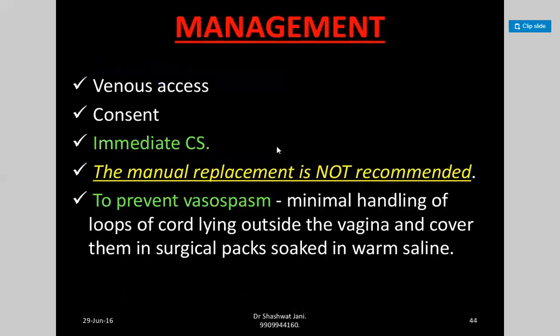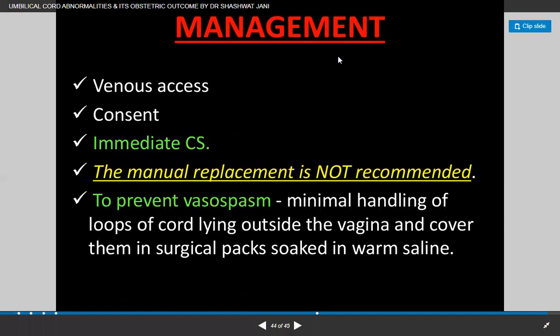And what is the management? Management: venous access, consent should be taken properly, and immediate cesarean section. Manual replacement is not recommended. To prevent vasospasm, minimal handling of the loops of cord lying outside the vagina, and cover them in a surgical pack soaked in warm saline. So by avoiding exposure to the air, we can prevent the vasospasm and ultimately prevent the asphyxia. That is what we have to think about.